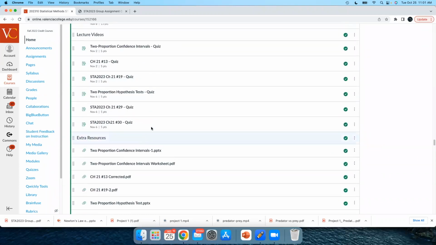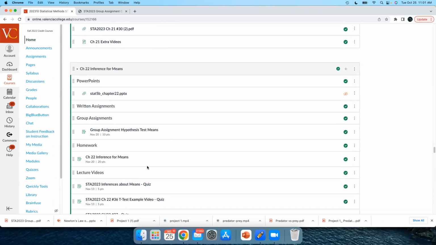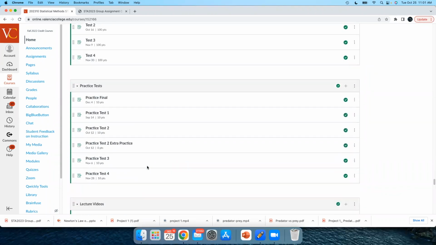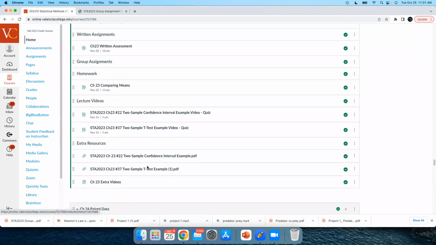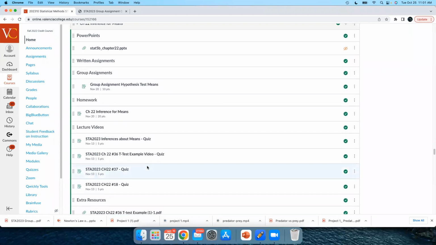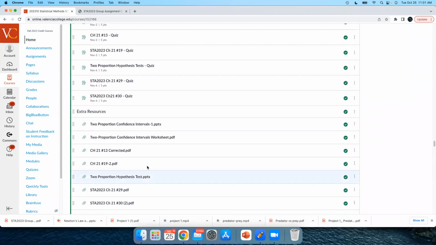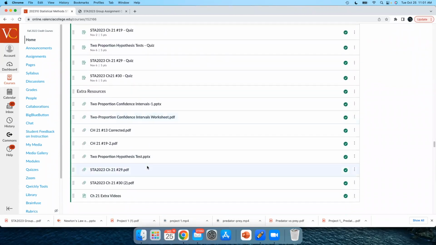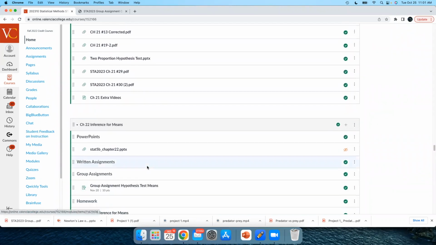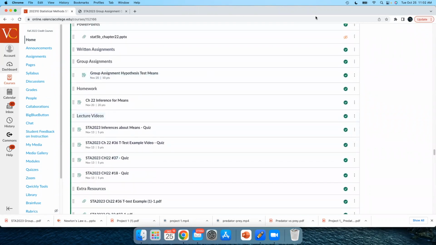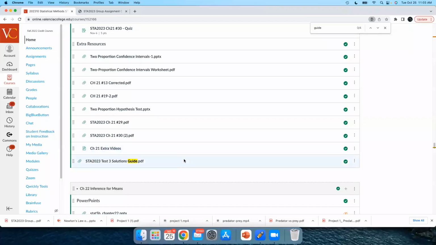And we have some more extra worksheets. And then someplace, there's a test 3 guide that I'm looking for. Let me pause. Okay, I've added it in. It exists someplace else, but I can find it.